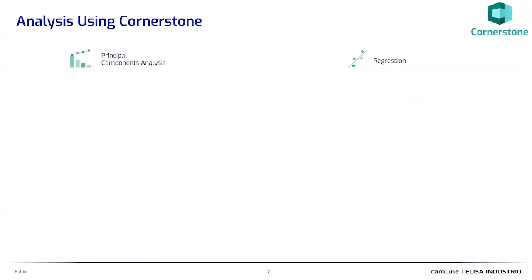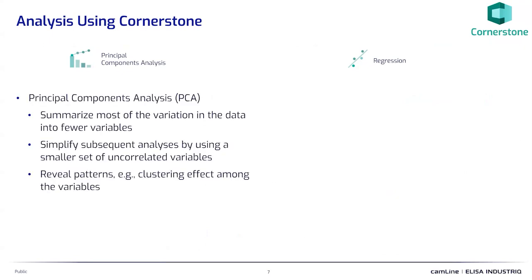In the next slide, I want to show you some examples of doing analysis using Cornerstone: principal component analysis and regression. Principal component analysis basically summarizes most of the variation in your raw data into fewer variables. It can simplify any follow-up analysis by using a smaller set of uncorrelated variables. It's very helpful to review any patterns in your data. For example, you can see whether there is a clustering effect among the variables.